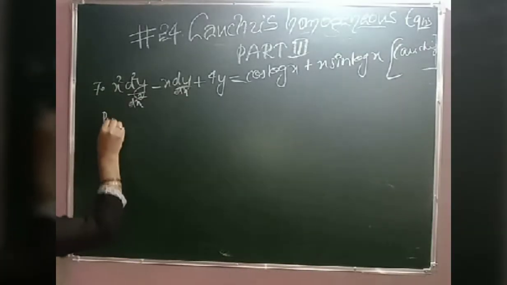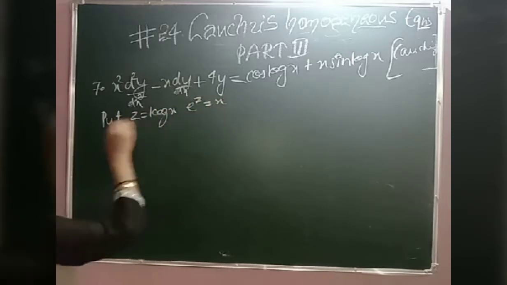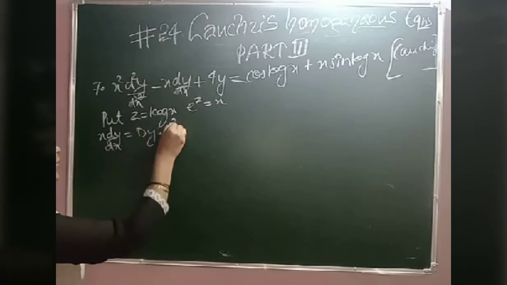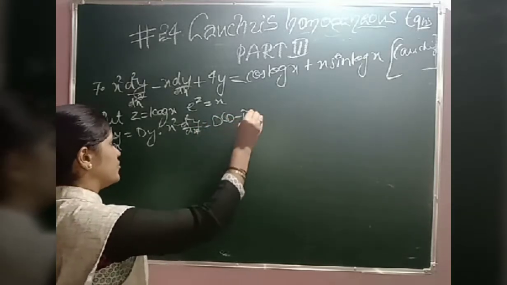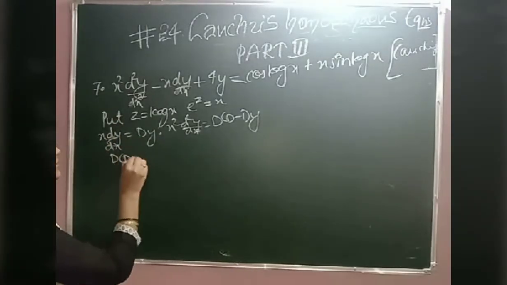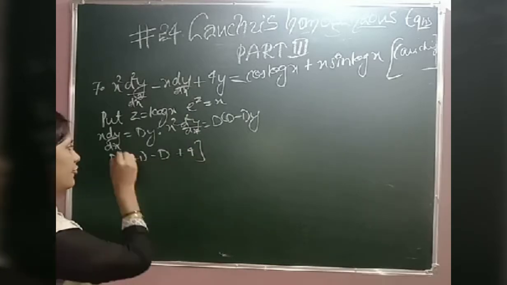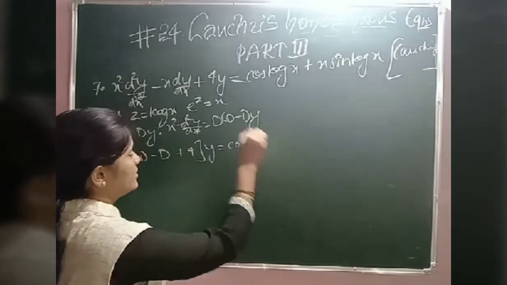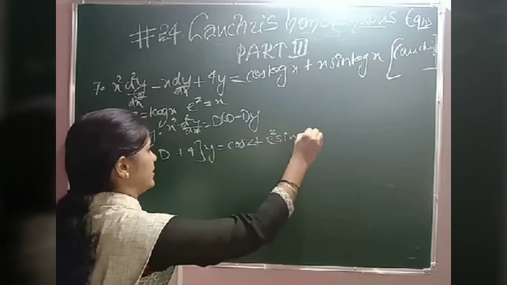So put z equal to log x, e raised to z equal to x. x dy by dx is nothing but Dy. x square d square y by dx square is nothing but D(D minus 1)y. So the same thing can be written as D(D minus 1) minus D plus 4 of y equal to cos log x, which is cos z, plus x, which is e raised to z, times sin of log x, which is sin z.